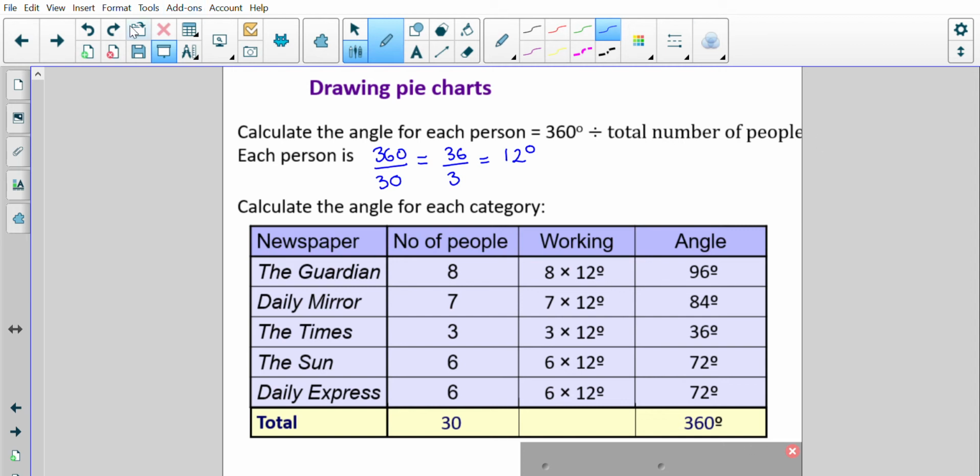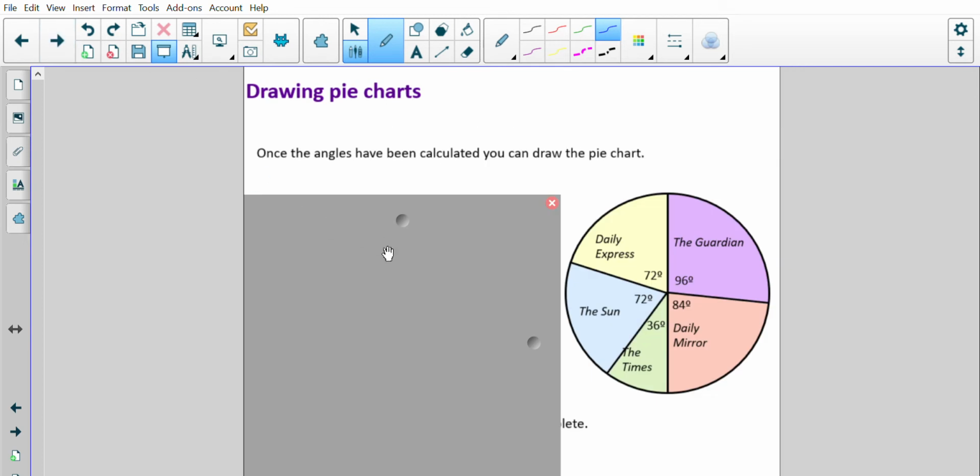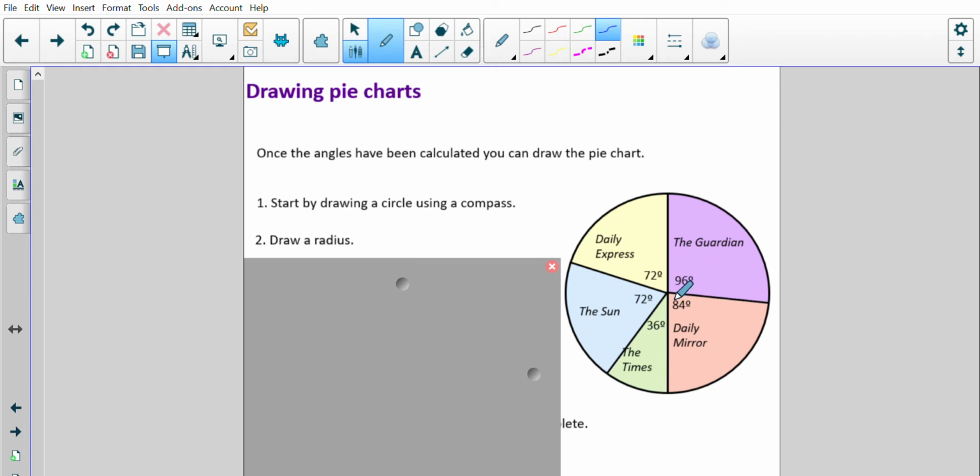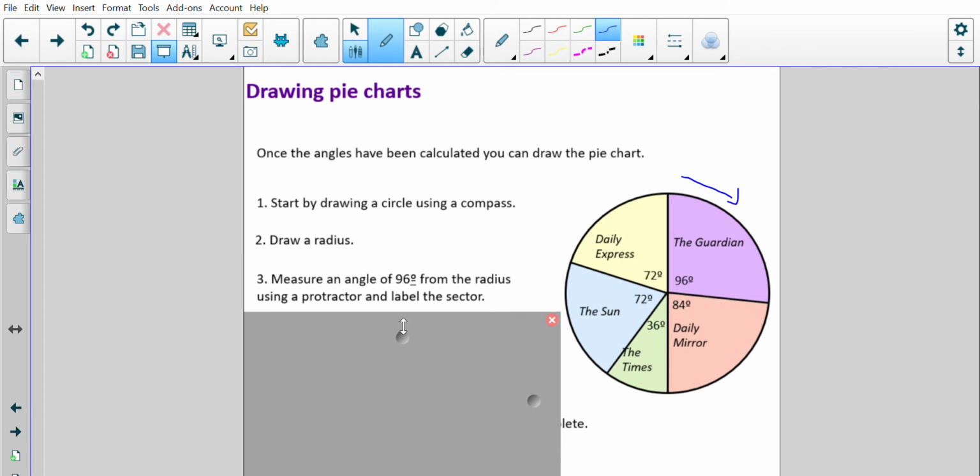So now we've worked out how many degrees for each section of our pie chart, we need to draw the pie chart. So you'll start by drawing a nice big circle in your books. We draw the circle and then we'll start by drawing a radius. It's always a good idea to start by drawing in this radius here, the one that goes straight up in the 12 o'clock position. And then usually when we do pie charts, we work our way around in a clockwise direction. So we'll measure the 96 degrees using our protractor. And then we're going to label the sectors as we go.